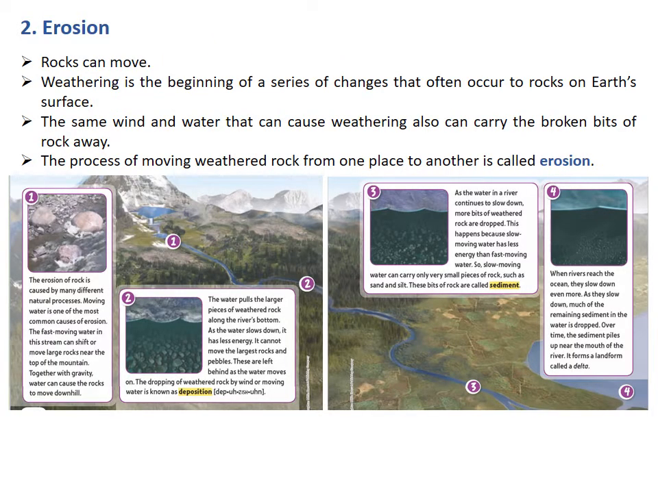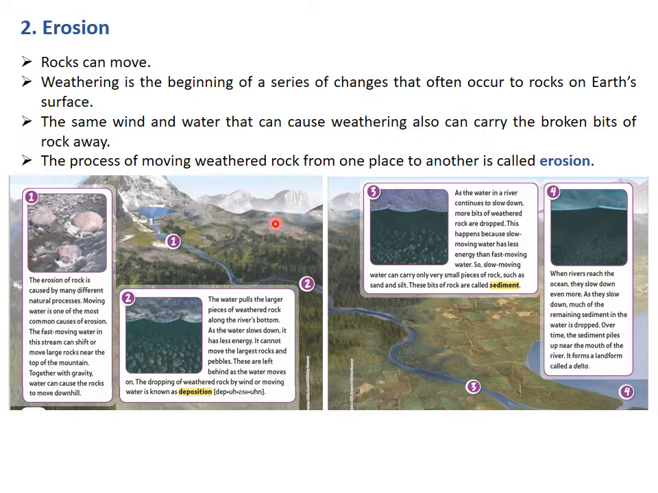Now, let us move to the second process, which is erosion. Don't we all think that rocks just sit around in the sun all day? But no, rocks can move. And let's find out how. We have to know that weathering is the beginning of a series of changes that often occur to rocks on Earth's surface. The same wind and water that can cause weathering also can carry the broken bits of rock away. The process of moving weathered rock from one place to another is called erosion.